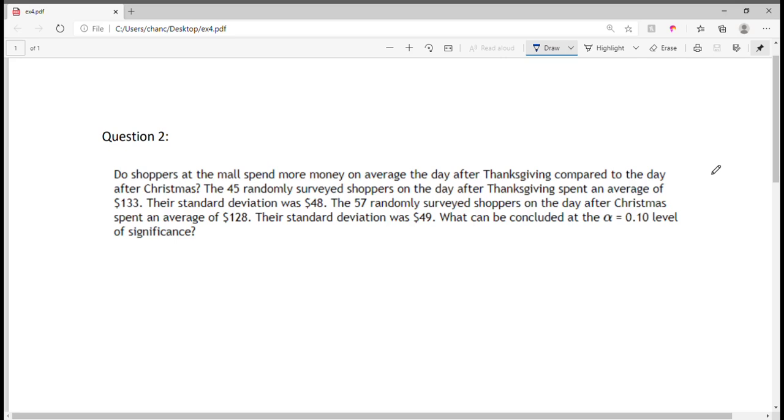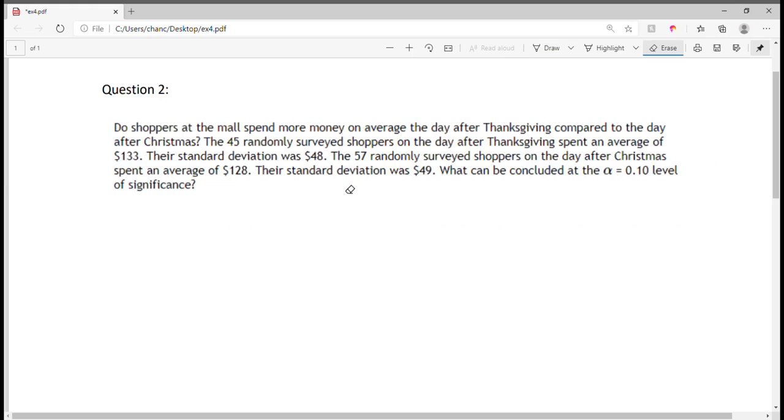Question 2. Do shoppers at the mall spend more money on average the day after Thanksgiving compared to the day after Christmas? The 45 randomly surveyed shoppers on the day after Thanksgiving spent an average of $133. Their standard deviation was $48. The 57 randomly surveyed shoppers on the day after Christmas spent an average of $128. Their standard deviation was $49. What can be concluded at the alpha equals 0.10 level of significance?